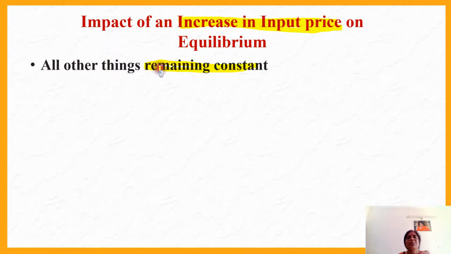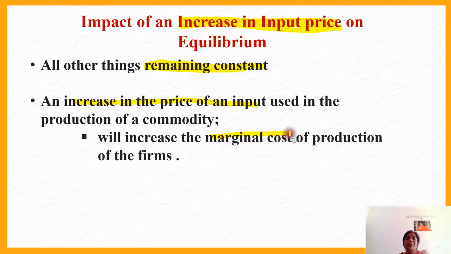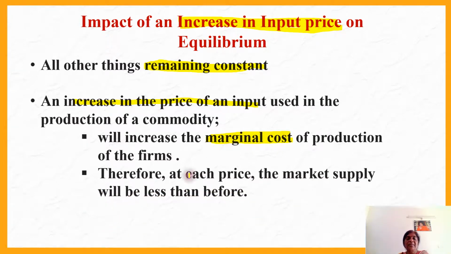What do you mean by all other things remaining constant? Except the price of inputs, the technology, the size of the firms, all other factors are held constant. In that situation, what will happen? When there is an increase in the price of an input, there will be an increase in the marginal cost of production. When the marginal cost of production increases, naturally the price will tend to increase. Therefore, at each market price, supply will be less than before.